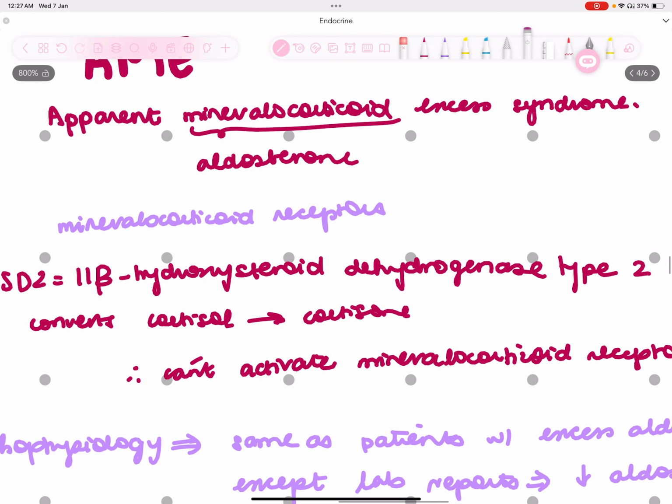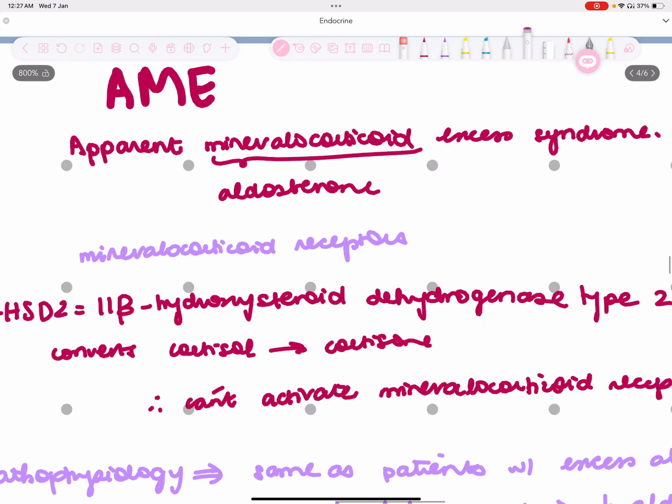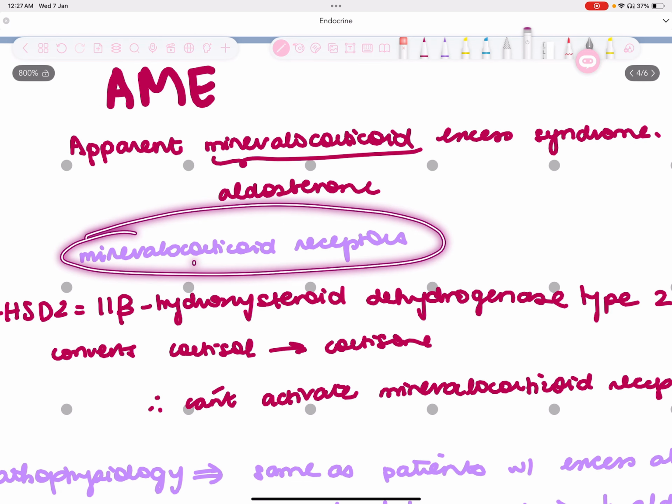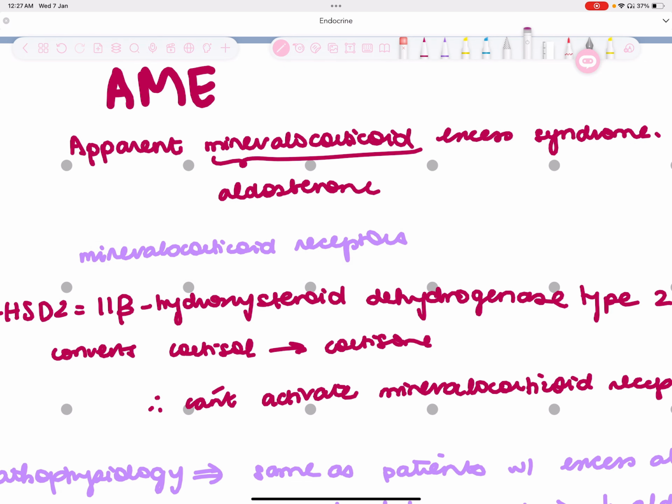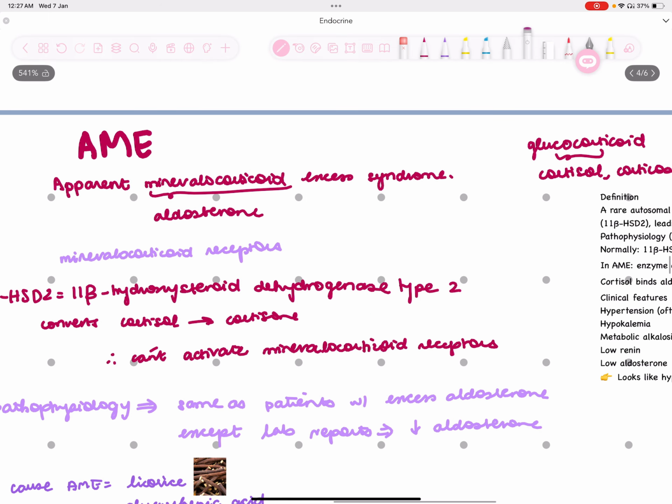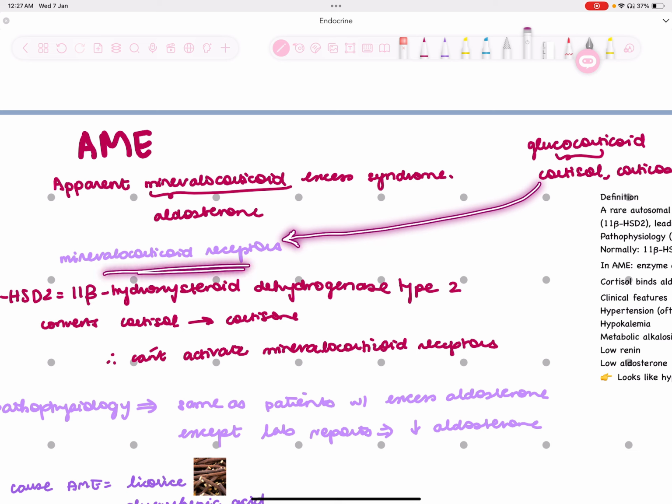Now, what exactly happens is that we have mineralocorticoid receptors. Now, ideally, what should attach to mineralocorticoid receptors? Yes, aldosterone, and it should render it active, right? But what happens, not just aldosterone, but even cortisol primarily, even it is capable of activating mineralocorticoid receptors.